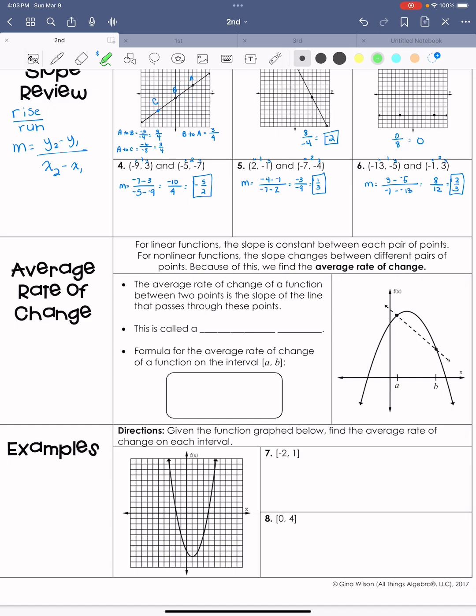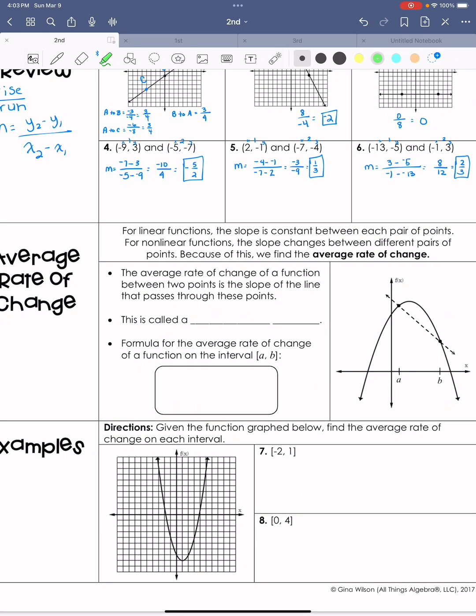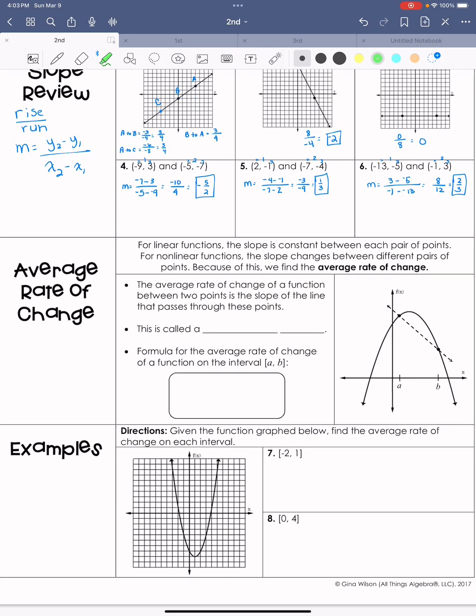Now let's look at slope that may be a little bit different. This is called average rate of change. What we just found was the slope of a linear function. It's a straight line, and that slope is constant between each pair of points. But for nonlinear functions, like your parabola that's pictured below, the slope changes between different pairs of points. So because of this, we find what we call the average rate of change.